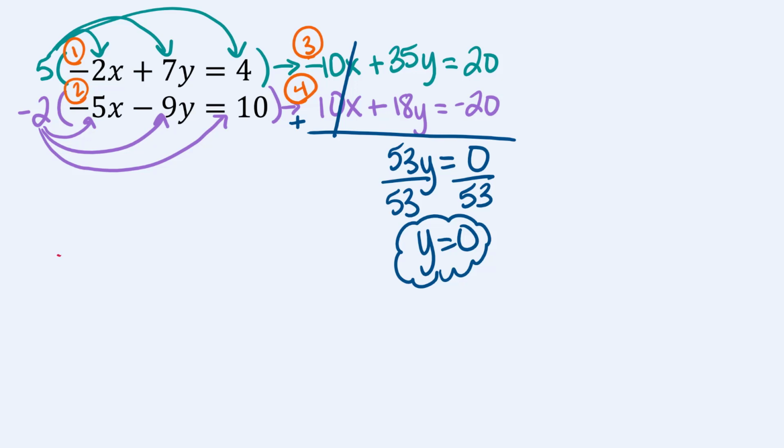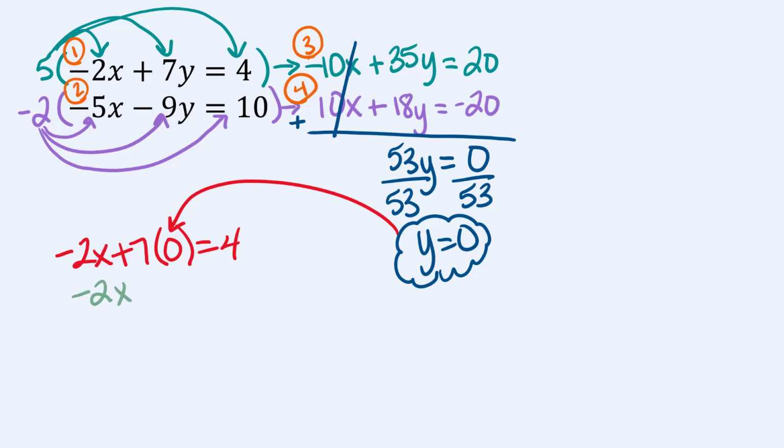So I'm going to say negative 2x plus 7, instead of y, I'm going to replace it with what I got for y, which is 0, equals 4. Draw an arrow from that 0 so that we can see where it came from. Well, anything times 0 is 0, so I end up with negative 2x plus 0 equals 4.